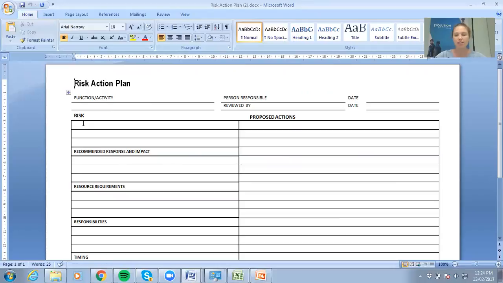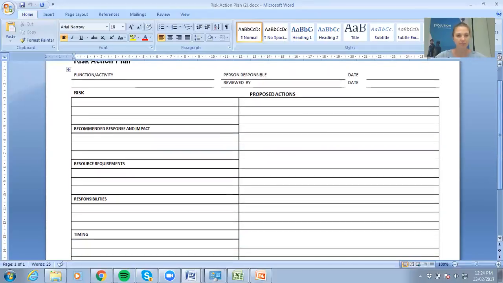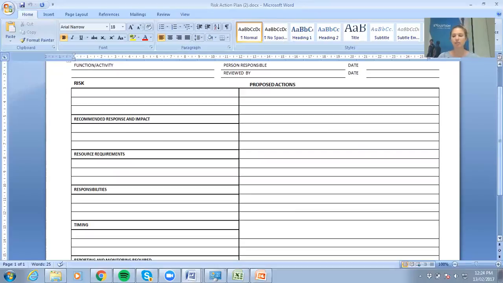Then up here for your risk, you need to detail the one risk that you've chosen. Give us a really good description of what that risk is. Then the recommended response and impact. So what type of response is required for this risk, and what would the impact of this risk have on the organisation? Then looking at resources required. So what resources would you need to overcome this risk?